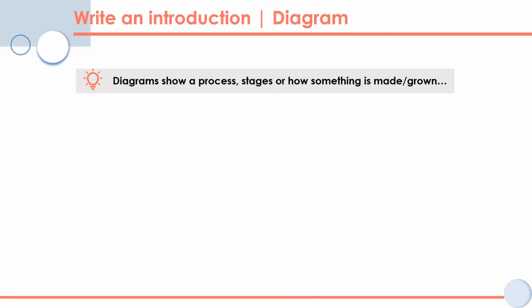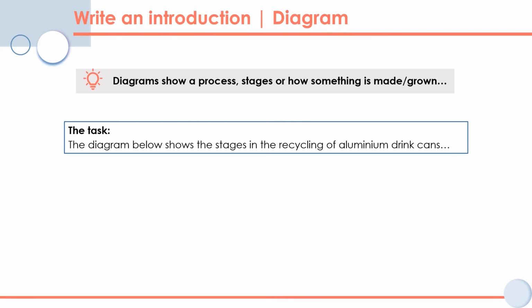Diagrams. When you get a diagram, it's easier to find a way to paraphrase the task sentence if you remember this. Diagrams show a process, stages, or how something is made, grown, etc. Here is the first task. The diagram below shows the stages in the recycling of aluminium drink cans. In this task, we see the words "the stages."